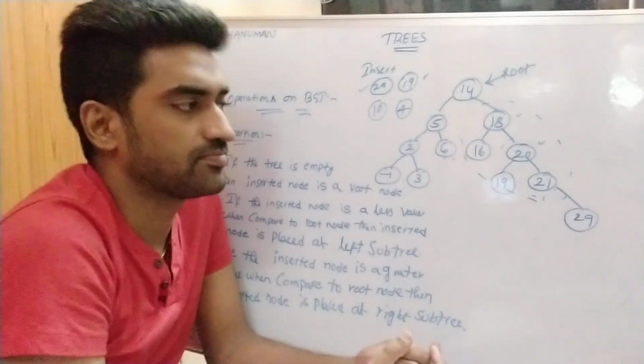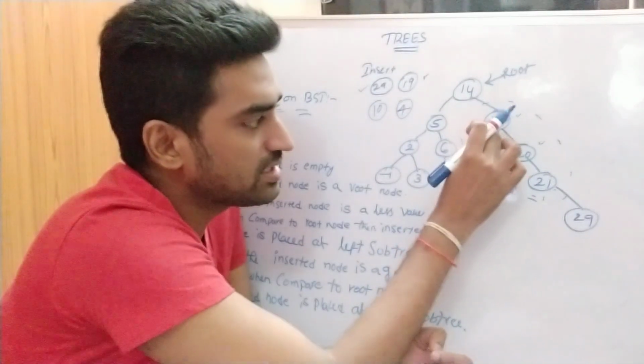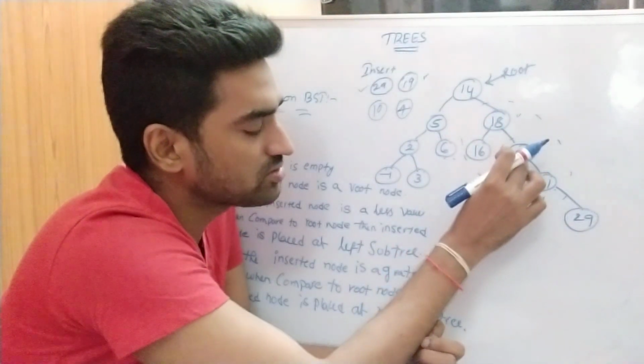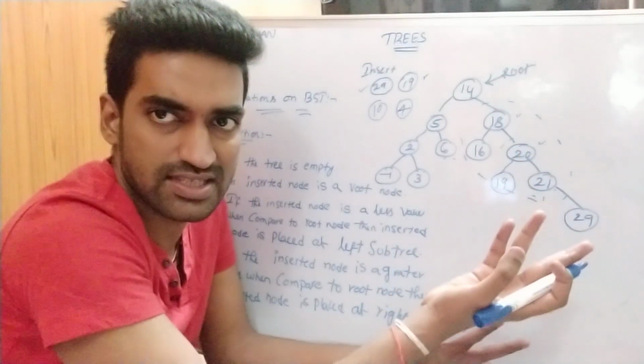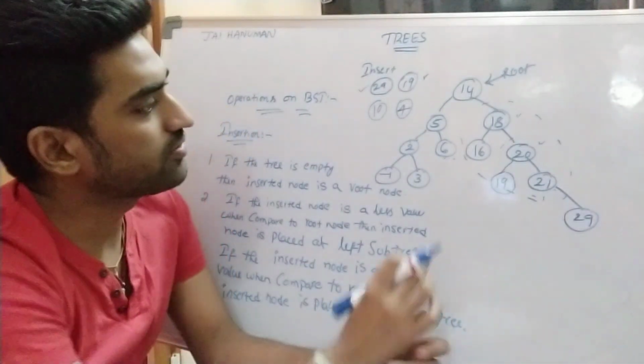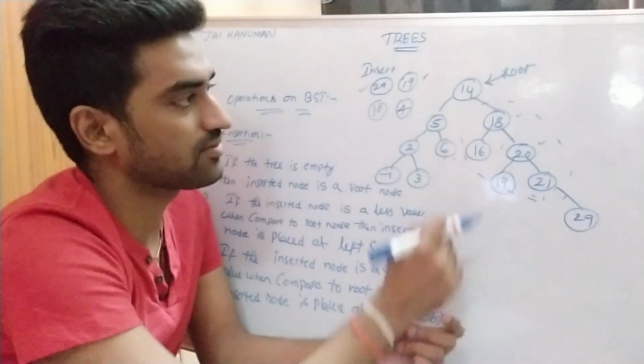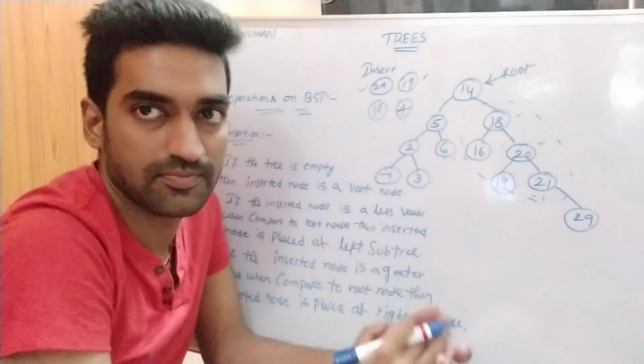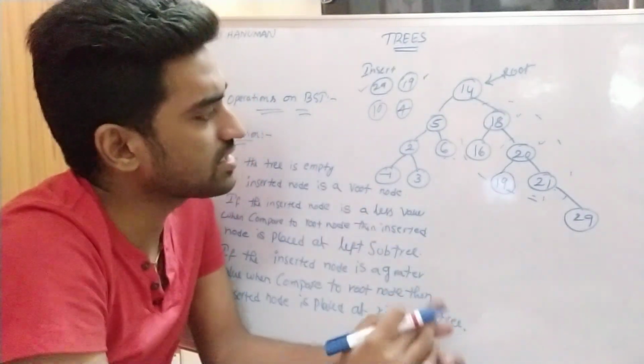This position, 19. When compared to 18, this is greater value. When compared to 20, this is less value. So the property is satisfied, right? When compared to 14, this is greater value, so that's why you can place it in the right subtree. Fine. So then what is the next inserted node?